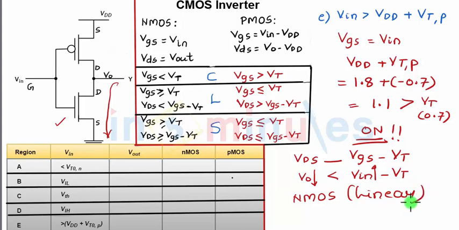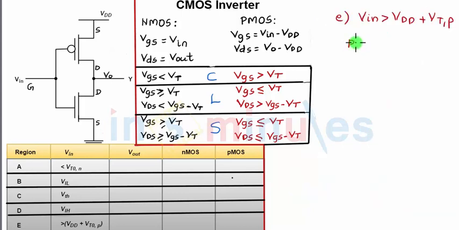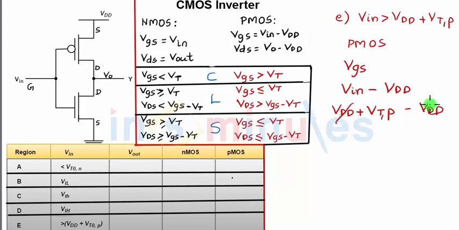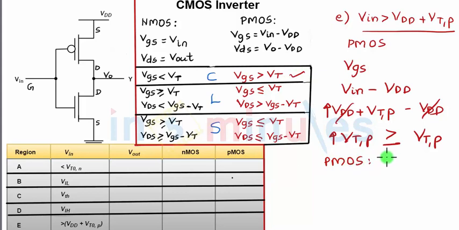Let's quickly see what is the situation with my PMOS. For PMOS, let's write VGS, which is nothing but Vin minus VDD. Vin is nothing but greater than VDD plus VTP, and minus VDD. So VDD gets cancelled. Remember, this is greater. So VGS minus VTP is always going to be a greater than sign because this is what it's given. Vin is greater than VDD plus VTP. So if it's a greater than sign, it clearly shows that my PMOS transistor is in cutoff.